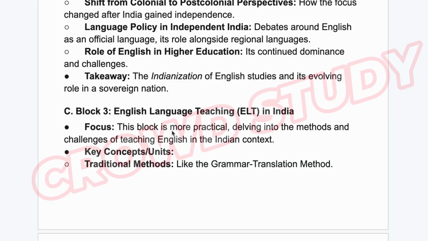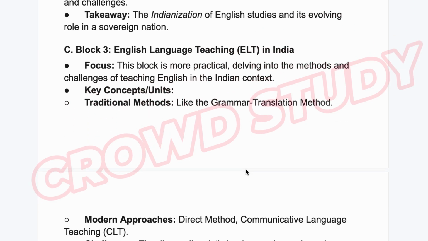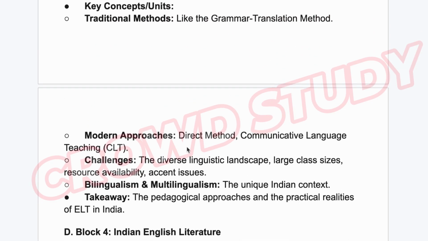Now let's discuss block number 3, English Language Teaching (ELT) in India. This block is more practical, delving into the methods and challenges of teaching English in the Indian context. Traditional methods like the grammar translation method. The modern approaches: the direct method and communicative language teaching (CLT).